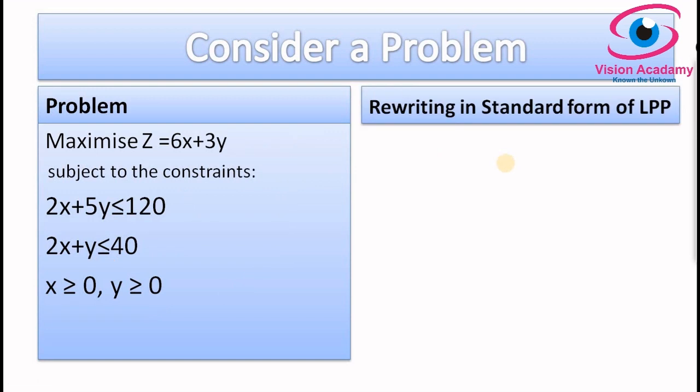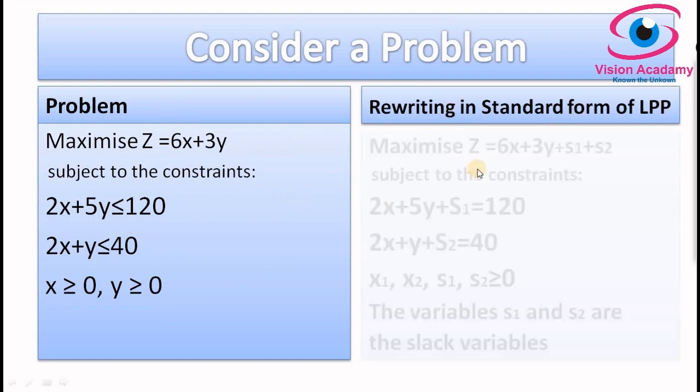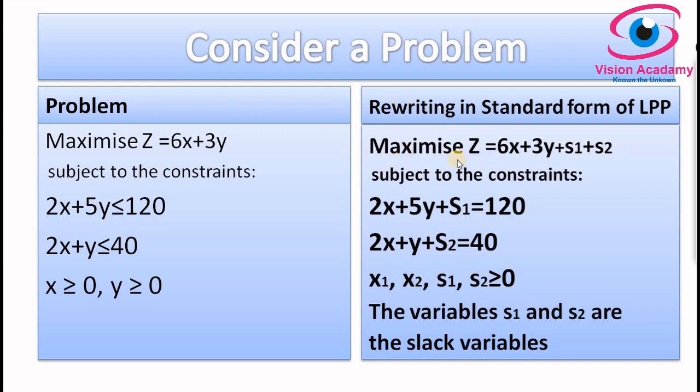So on the right side you can see I have written the standard form of LPP for this problem. Here maximization z equals 6x plus 3y is considered the same as it is, and for the two subject constraints I have added slack variables. For the first constraint I have added slack variable 1, for the second constraint I have added slack variable 2, and I have removed the inequalities also. In the standard form of LPP there must not be inequalities, there must be equation type constraints, and due to the less than or equal to type we have added slack variables, and we also ensure that the right sides of the constraints are positive values.